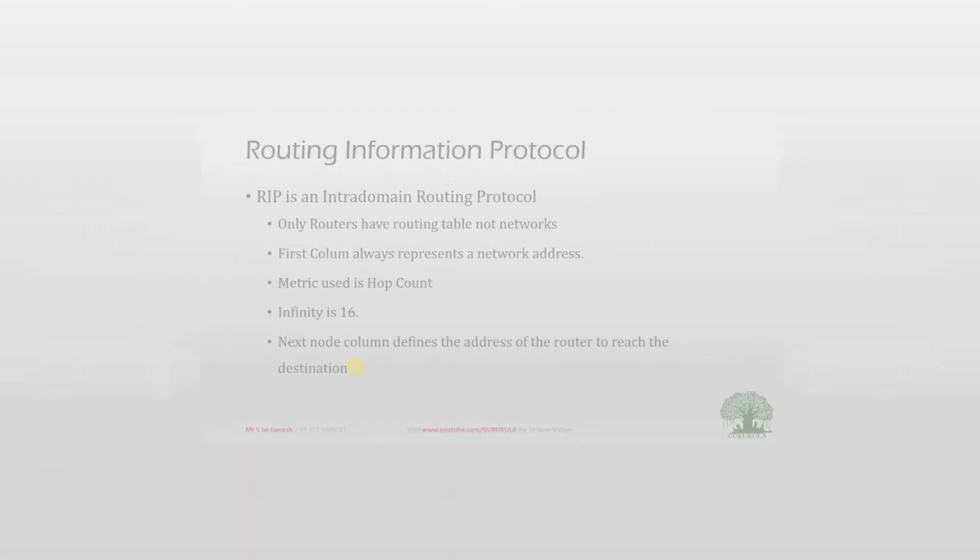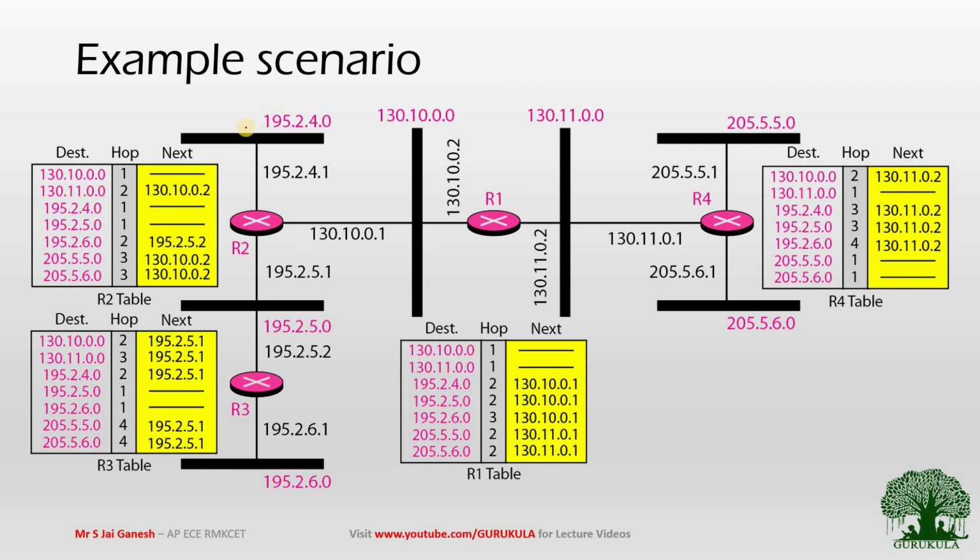This can be understood better by looking at this real-time example scenario. As you can see over here, the black lines represent the networks, R1, R2, R3 represent the routers, and this line represents the link that connects the network. These are all the networks we have, and each network is represented by a network ID. The router 2 table will have all the entries destined for different networks. So suppose this router R2 wants to send data to this particular network, 205.5.5.0.